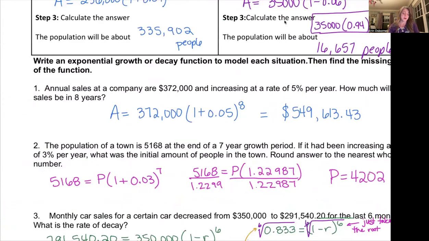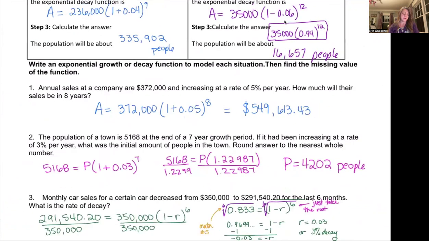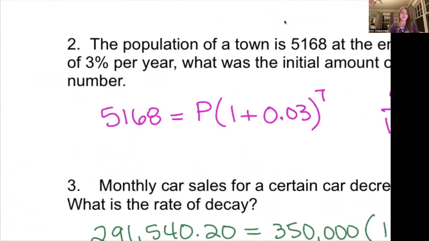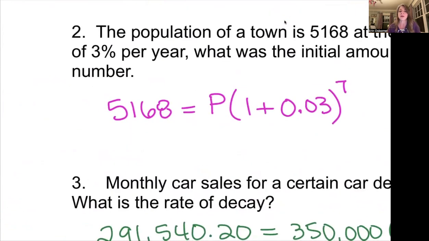The next problem is about a population of a town. It's growing. It says increasing at a rate of 3%. What's the initial amount of people now means we don't know P. You still want to set up the equation, but now we have to do inverse operations to isolate that P.